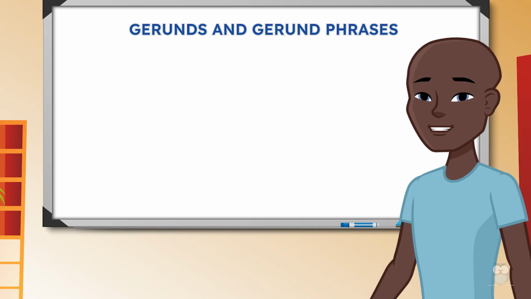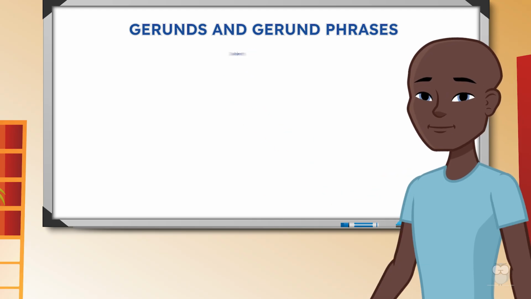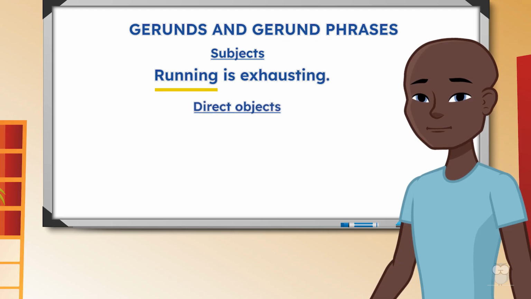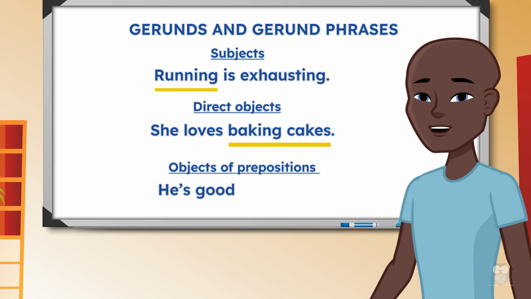Gerunds and gerund phrases can do all kinds of noun jobs. They can be subjects, as in, running is exhausting, direct objects, as in, she loves baking cakes, and objects of prepositions, as in, he's good at painting.